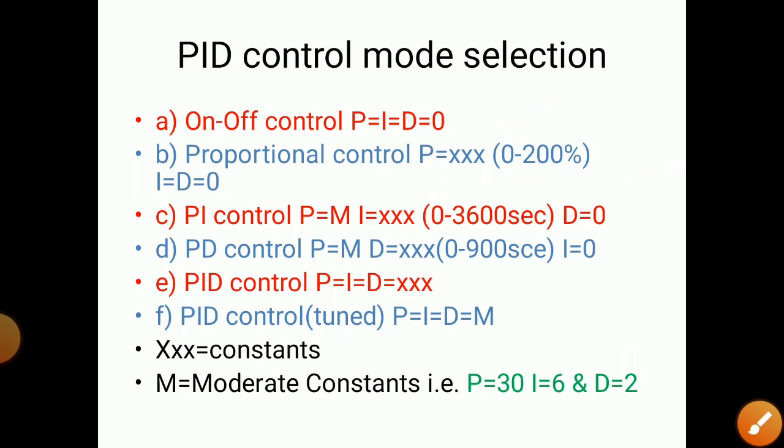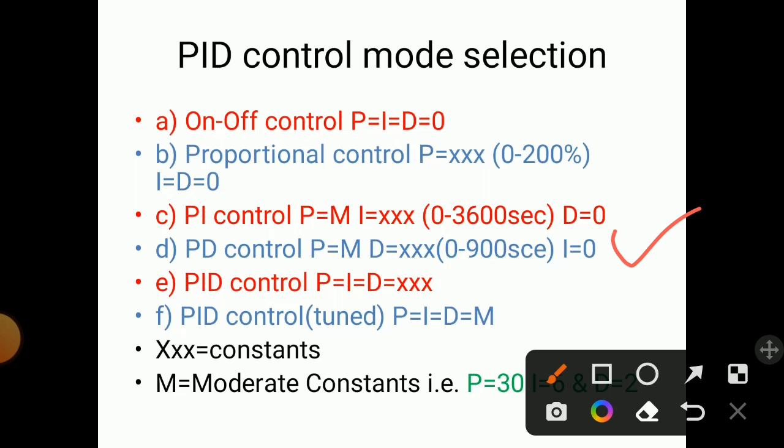Now the third one, PI control. Here P is moderate, I is from 0 to 3600 seconds, which we select in that range, and D is equal to 0. This is how the PI controller works. Similarly for PD control, P is moderate and D varies from 0 to 900 seconds, and I is again 0. This is how the PD controller works.